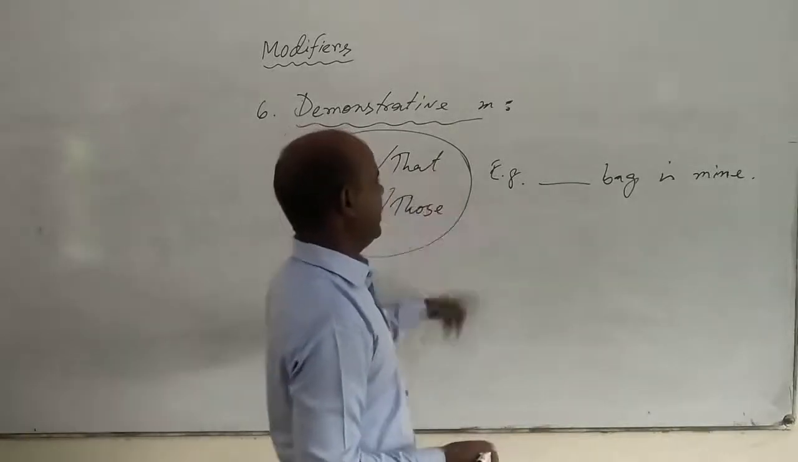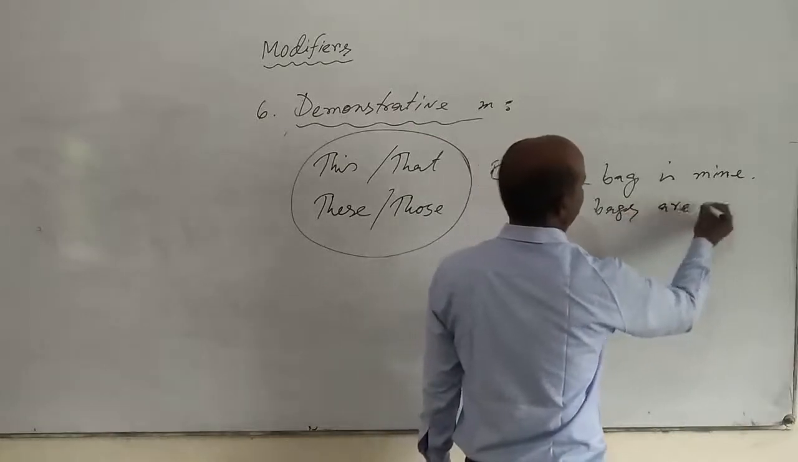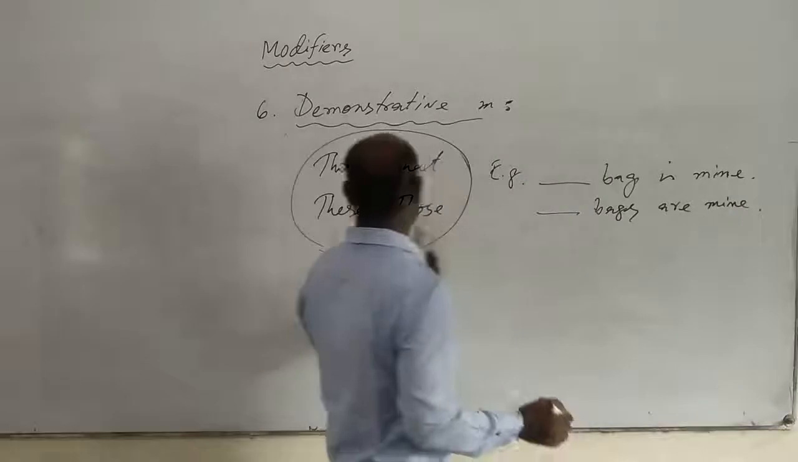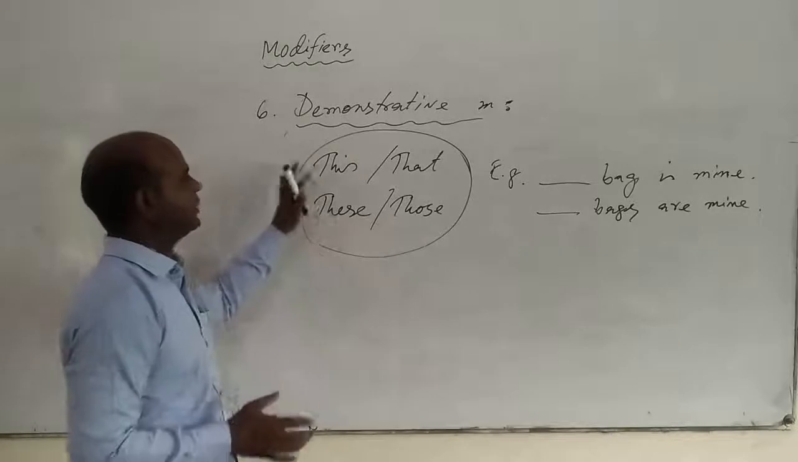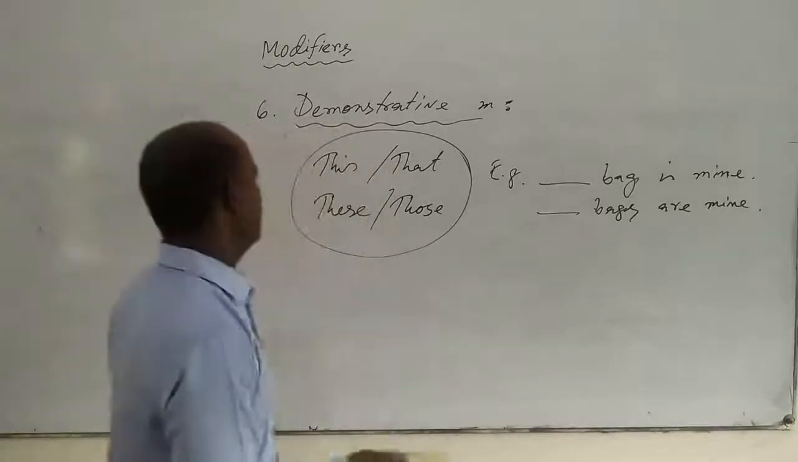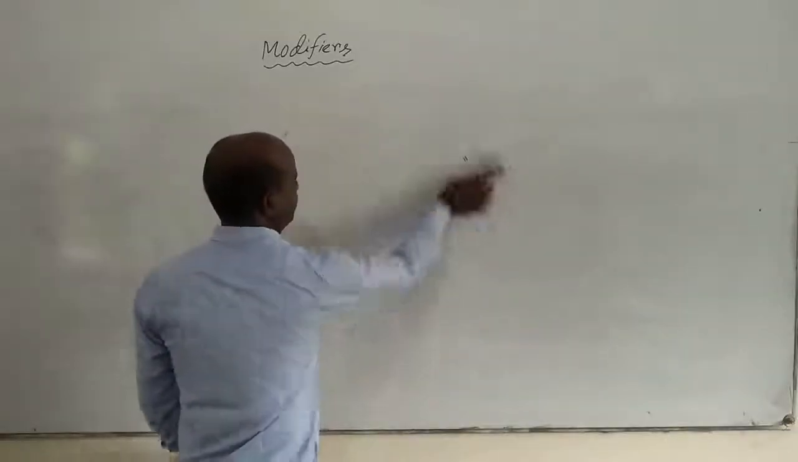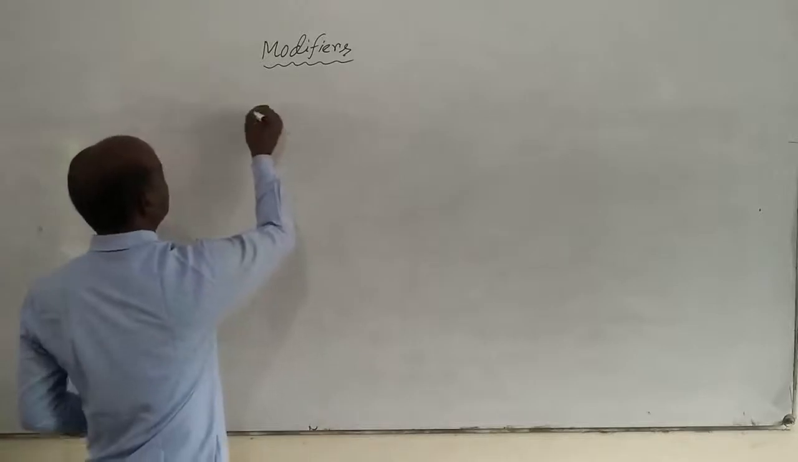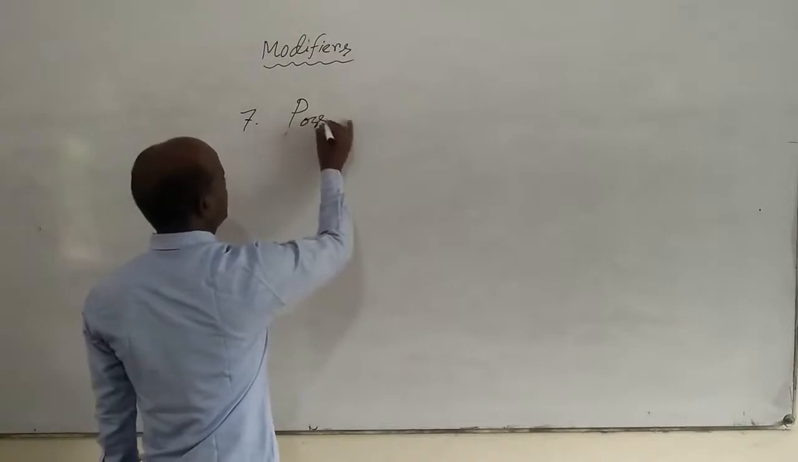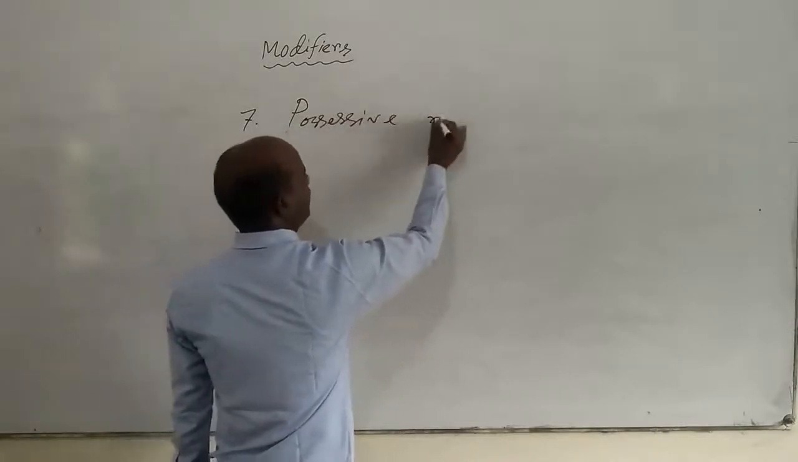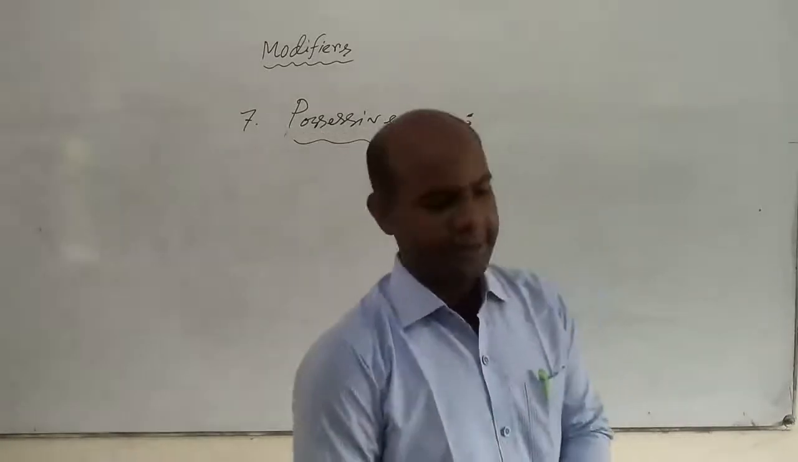Or that. But if we find that the facts are mine, then we should use these or those. So these four things are actually demonstrative modifiers. So we have already finished rule number six. Now we will go to number seven, the possessive modifier. It possesses the antecedent actually.